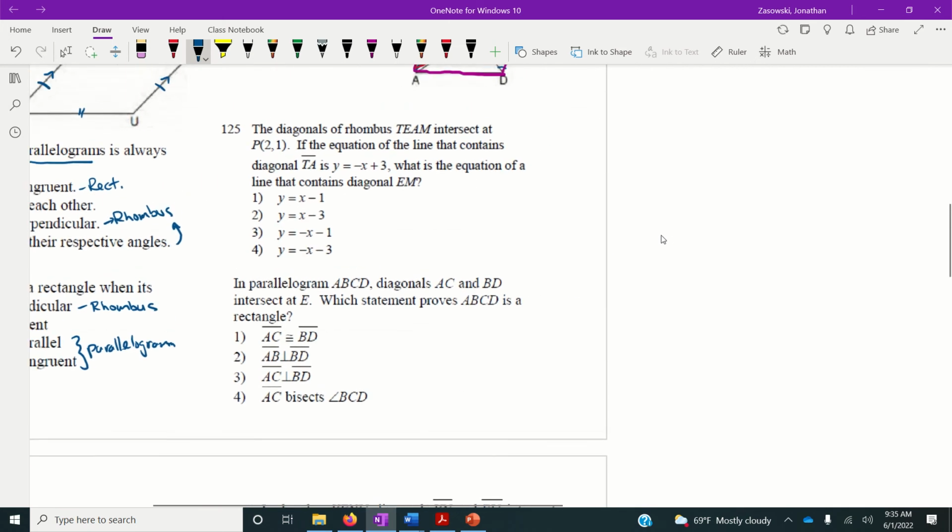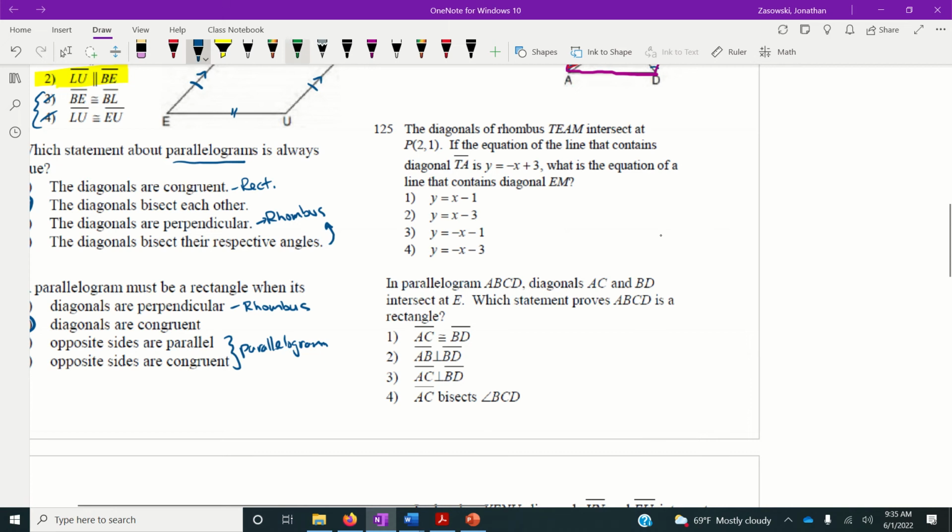All right. Number 125 right below that one. Remember, what shape are we talking about? We're talking about a rhombus. It intersects at this point. And the equation of the line is just going through y equals negative x plus 3. Now, this is a question we've done before. A couple days ago, we talked about equations of the lines. This is going to be perpendicular to a point, essentially not on the line. So perpendicular to a given line through a given point. We're going to kind of do that one.